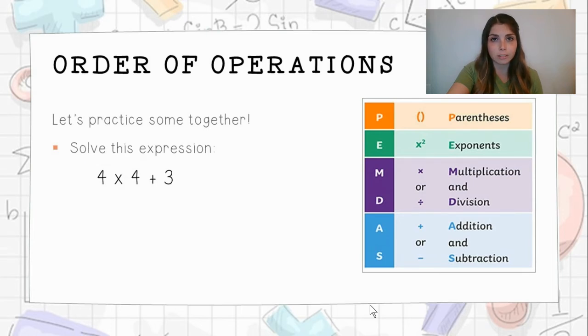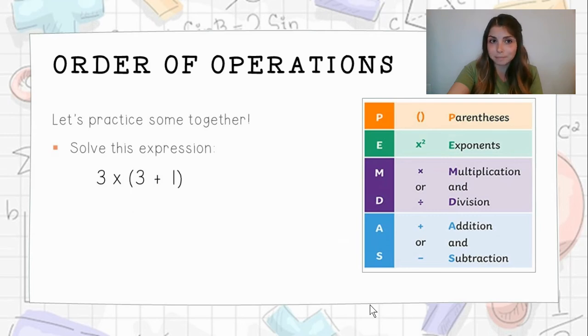Let's try another one. Again, ask yourself, do I have any parentheses? I don't see any. Do I have any multiplication and division? I do. 4 times 4. I know 4 times 4 is 16, so I'm going to solve that portion and bring down the plus 3 that I haven't used yet. And then I'm going to ask myself what's left. Addition and subtraction. Go ahead and solve and get an answer of 19.